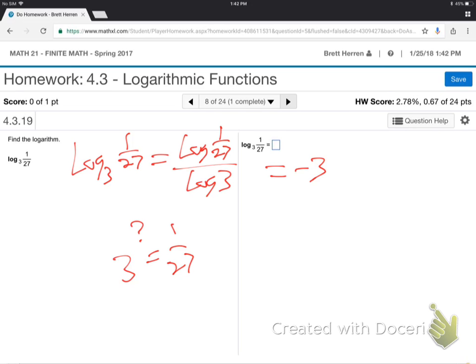Negative powers make things flip. I don't know if you remember that from algebra. That's why it's negative 3. Anyway, the calculator will tell you. Good on that. All right.